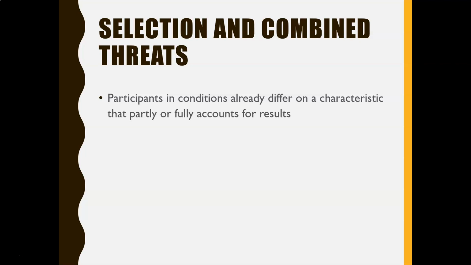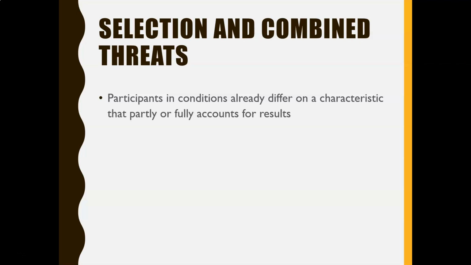So each of your groups being fundamentally different from each other can combine with other threats to validity. Just as a reminder, and we talked about this last week, a selection threat occurs when participants that are in different experimental conditions already differ on a characteristic that either partially or fully accounts for our results. So is it because of the intervention, or is it because our groups are fundamentally different from each other? For example, in our depression study, our therapy group may potentially be more depressed than our no therapy group.